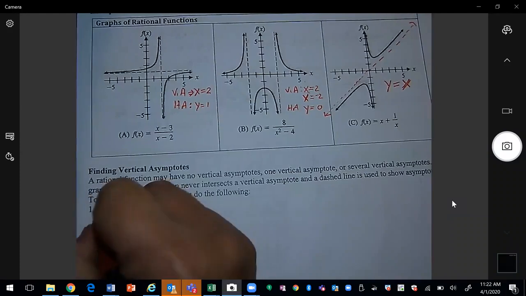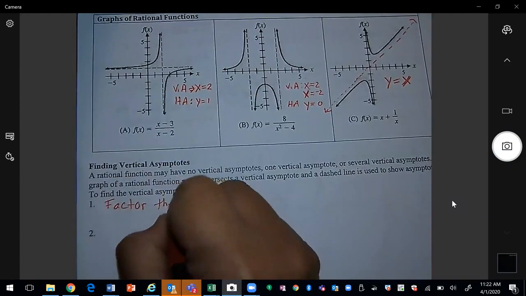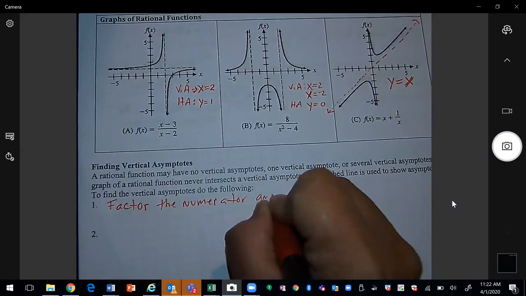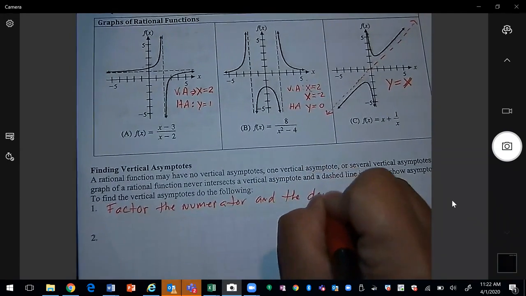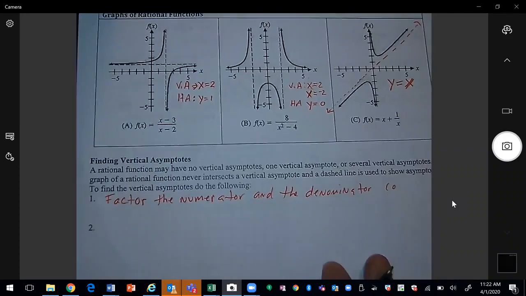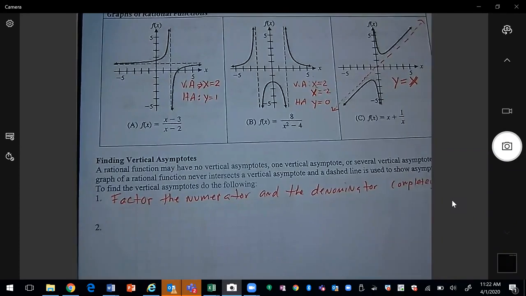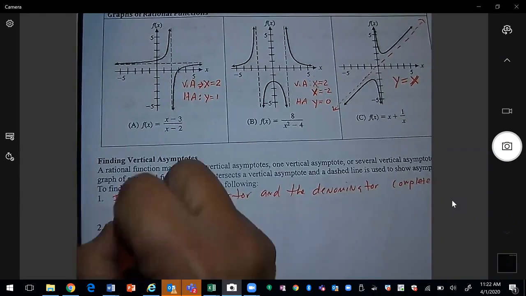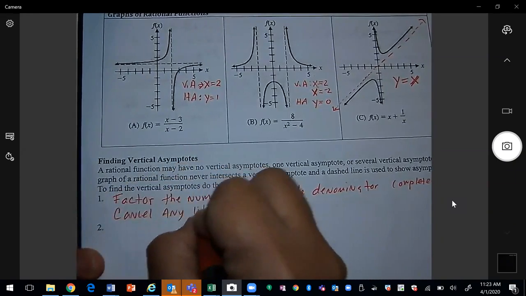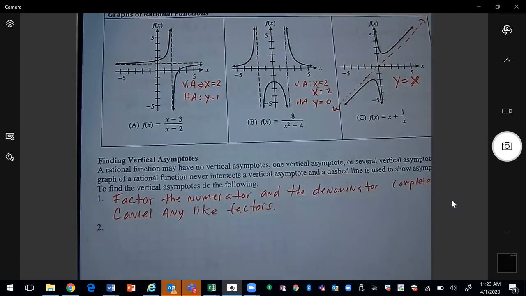The first one is you want to factor the numerator and the denominator completely. Okay. And once you factor, you want to cancel any like factors. And I'll give you some examples here in a second.